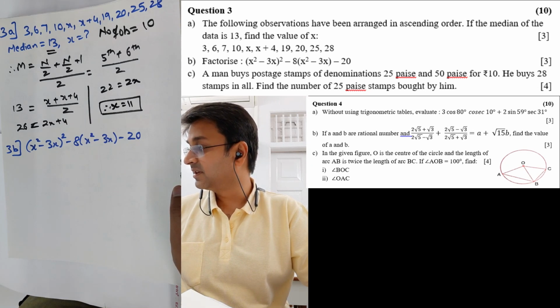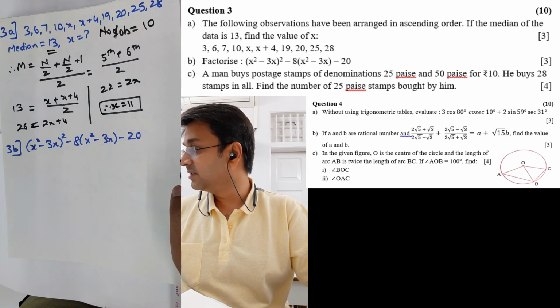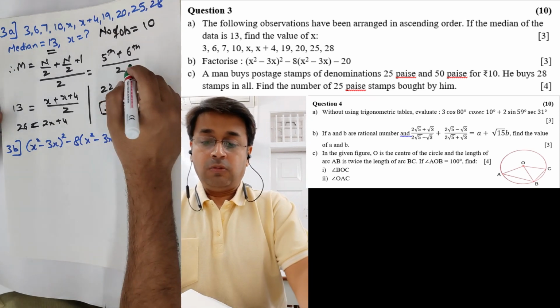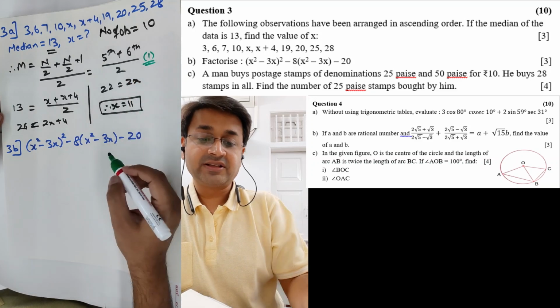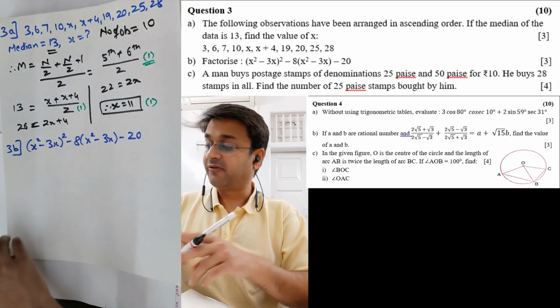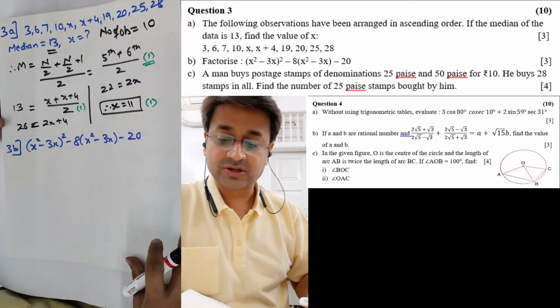I hope you got this correct. I'm just trying to check the answer if I am correct. It's correct. Marking scheme: first 1 mark for getting 5th and 6th. Next 1 mark for substituting, and last 1 mark for getting 11. It was a simple question.